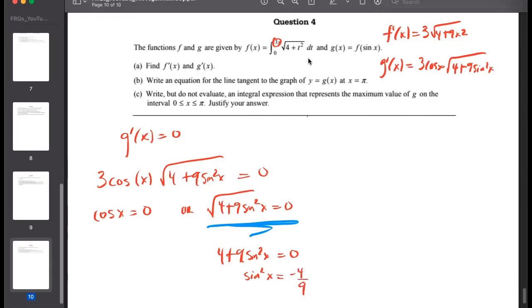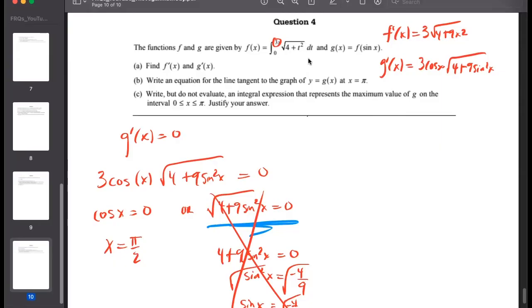Sine squared x is going to be positive regardless, so there's no way that I can have a negative value. Another way to know that is if I took the square root of both sides, I get sine x is equal to root -4/9. That can't happen. It's an imaginary value. So I'm not even worried on that part. So all I'm focused on is cosine of x, and in between the interval 0 to pi, the only time that this is equal to 0 is when x is equal to pi over 2. So that is going to be the maximum value.